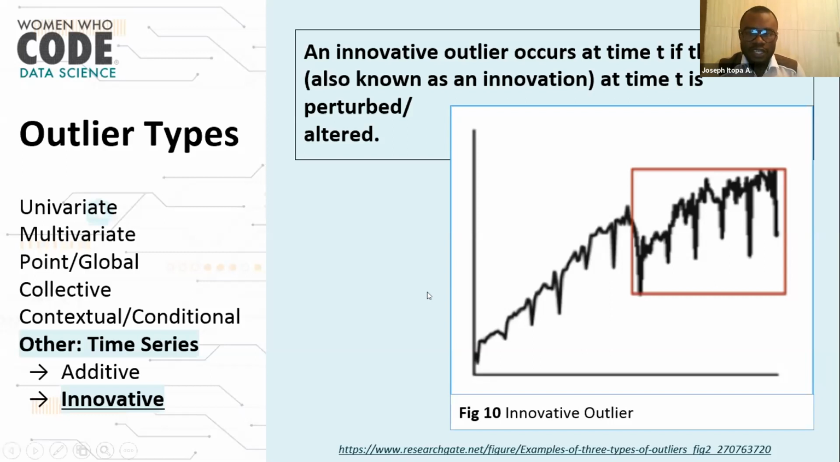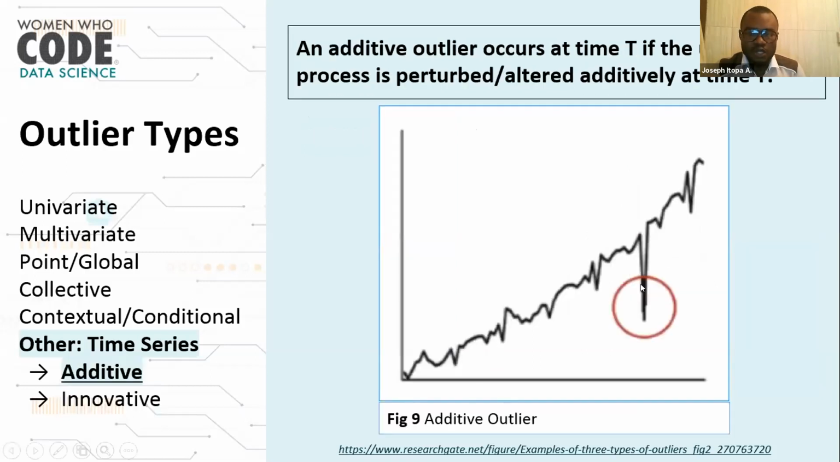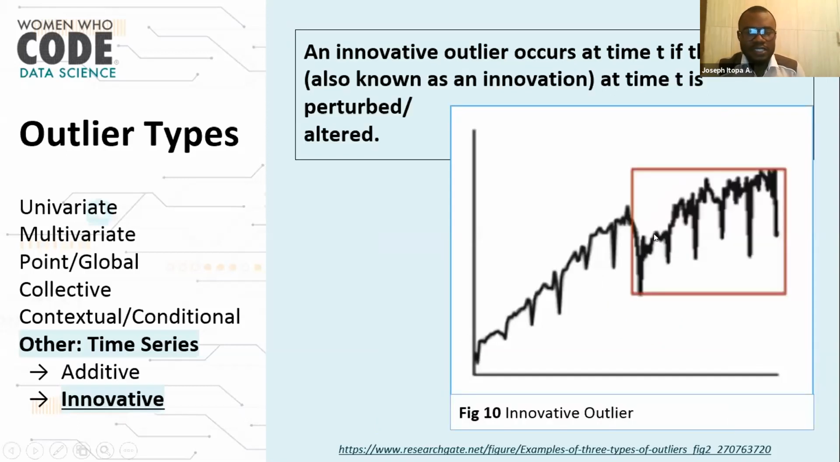Unlike what you have here, where it only changes the situation once and it stops and the curve continues in the right path, here you don't have that. It changes the situation of the curve as it progresses forward. So that's why it's called innovative.